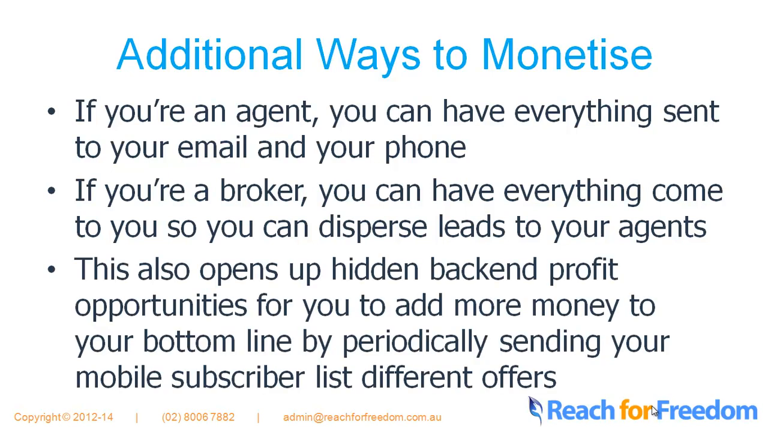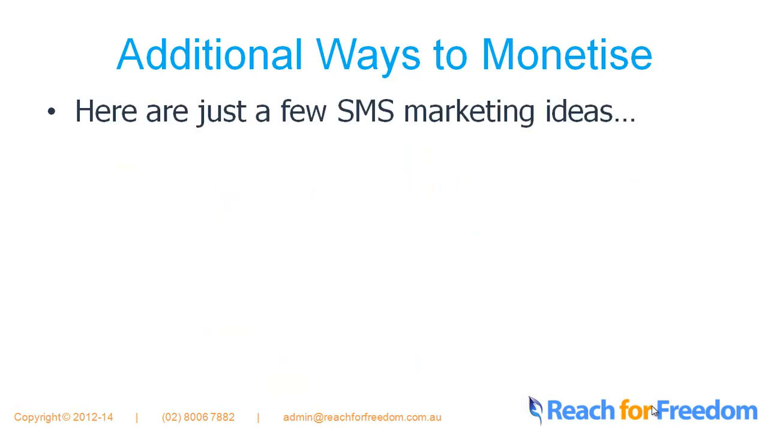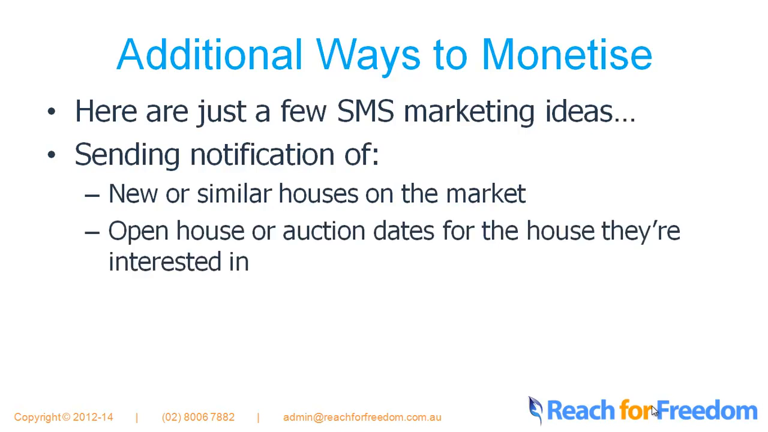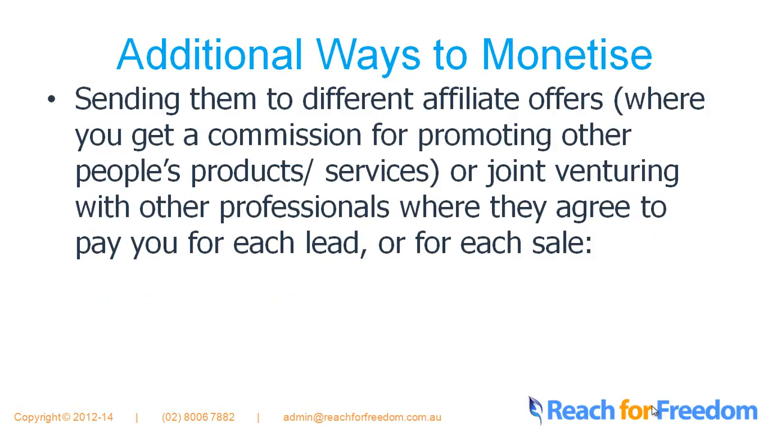This also opens up hidden back-end profit opportunities for you to add more money to your bottom line by periodically sending your list different offers. Okay, so here's just a few ideas. It's not just offers, it's also things like new or similar houses that they're interested in, open house or auction dates for the house they've shown interest in, financing specials. You can also send them to different affiliate offers, or joint venturing with other professionals where they agree to pay you for each lead or for each sale.